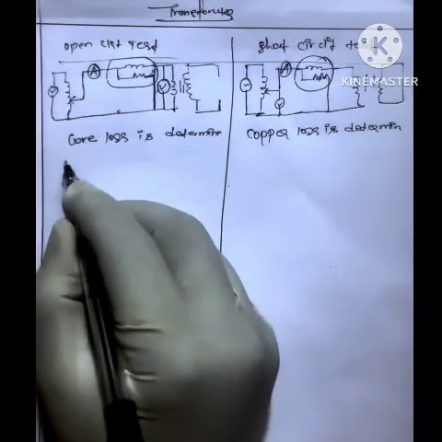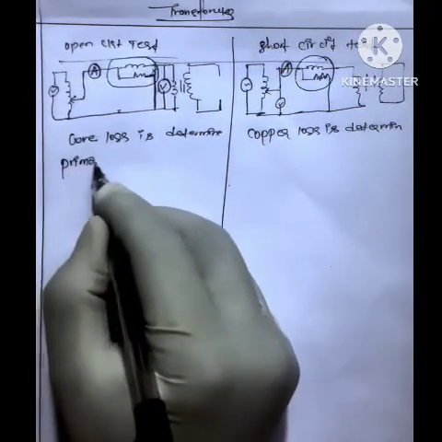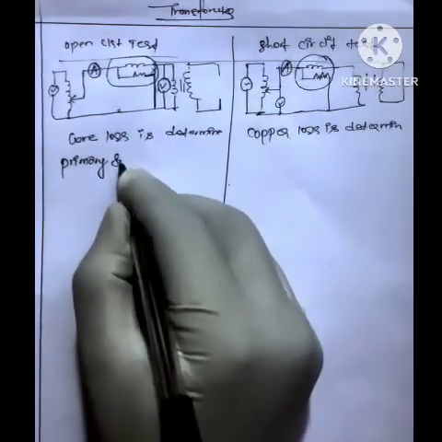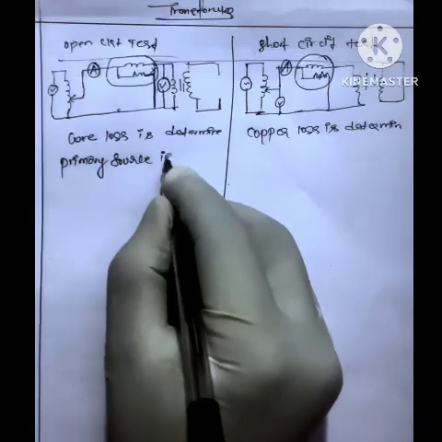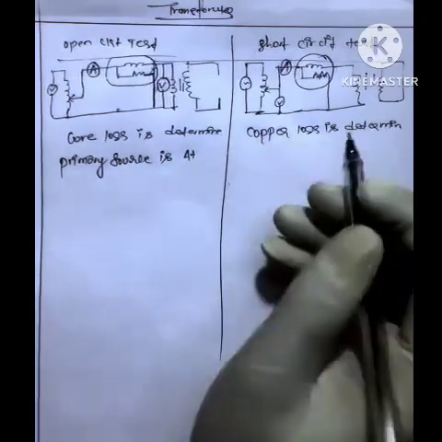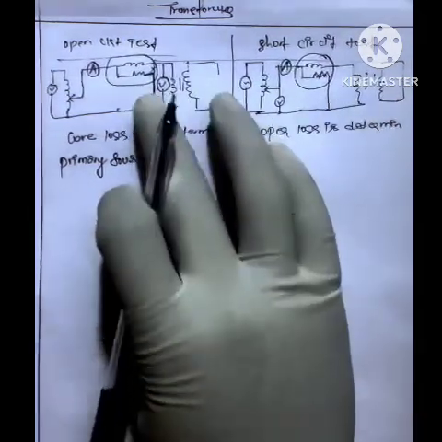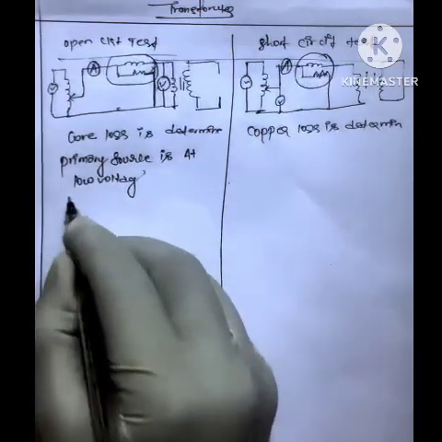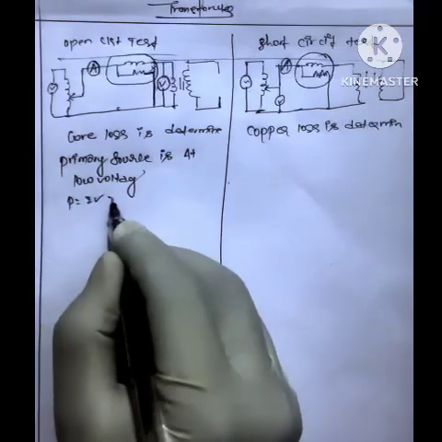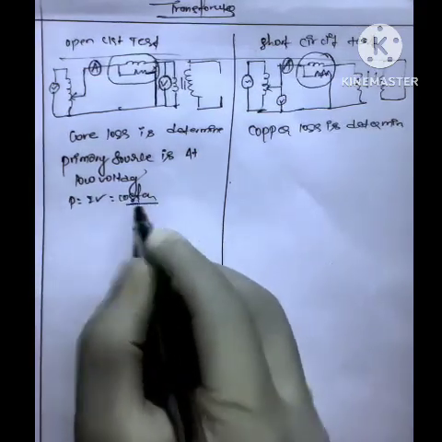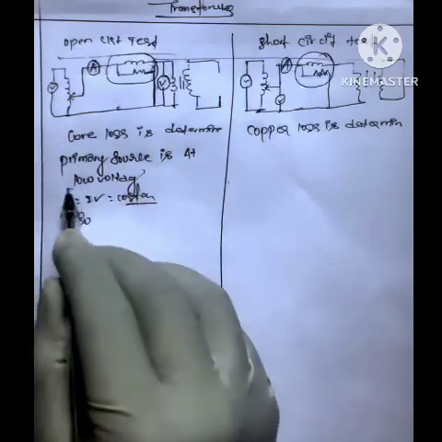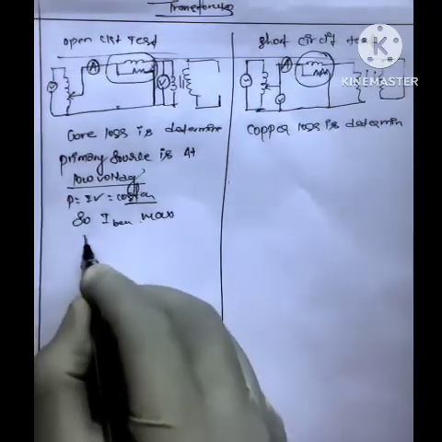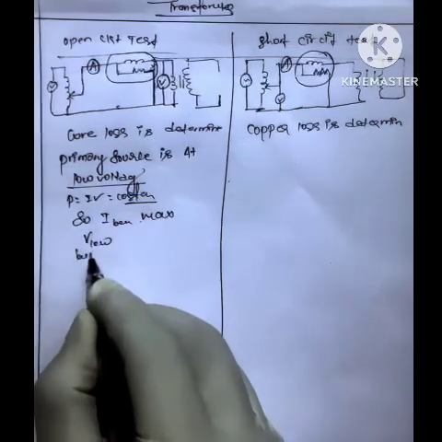Here, the primary source is at low voltage. P being constant, P is equal to IV, so P is constant. If the voltage is low, then I becomes maximum. So V is low but I is maximum.